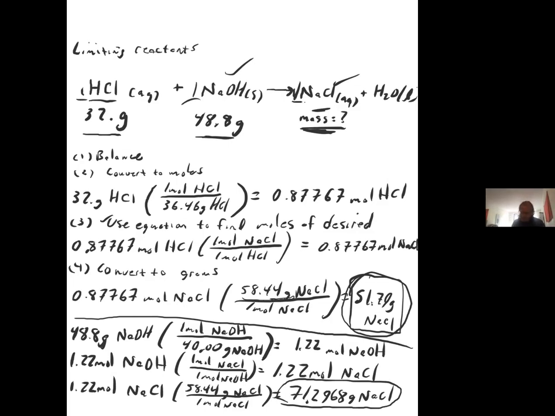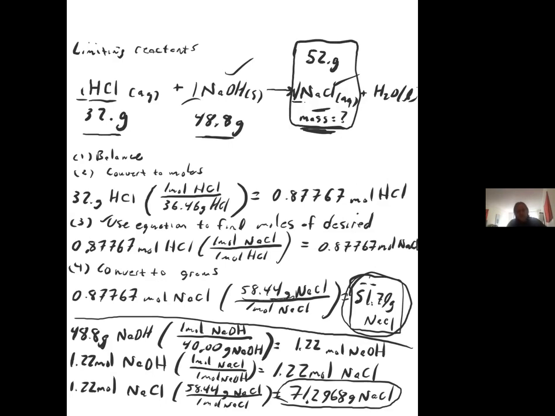They're going to tell you to round it to 2 sig figs. So 2 sig figs would be 52. So our answer is 52 grams. There's your maximum. 71.29 doesn't work because even though we have enough NaOH to get 71 grams of NaCl, we don't have enough of the HCl. There's only enough HCl to get 52 grams. So that's our answer. You pick the smaller, round it to 2 sig figs.